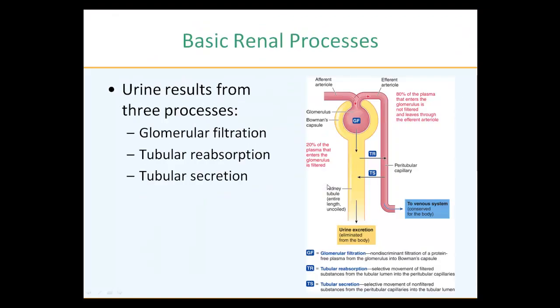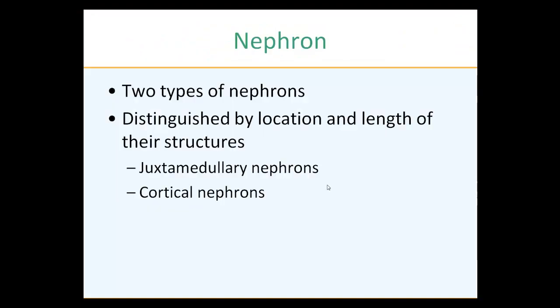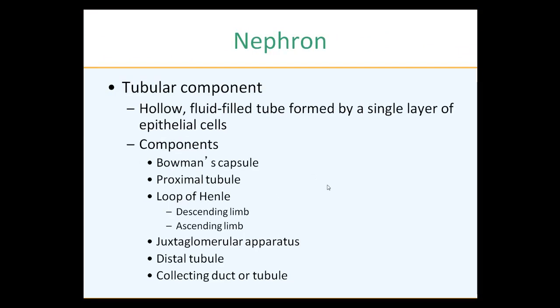So if we go back to our lectures, we did agree that the tubular component will have the Bowman capsule, but then we'll also have the proximal convoluted tubule, the loop of Henle, which I showed you earlier that it has significantly different structures in the ascending and the descending limb.